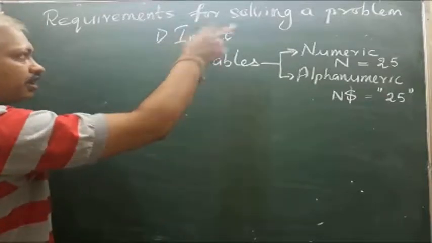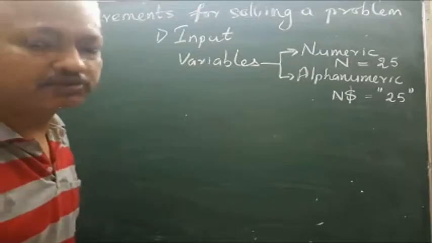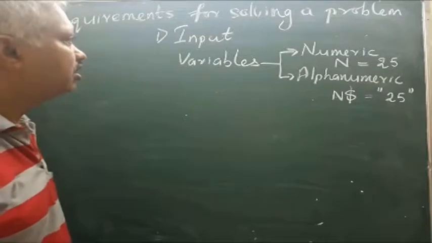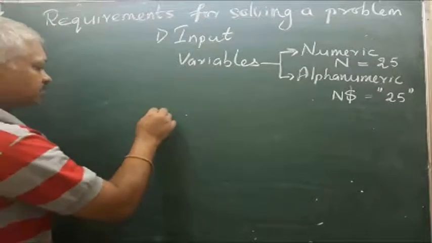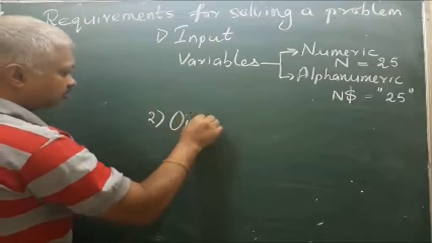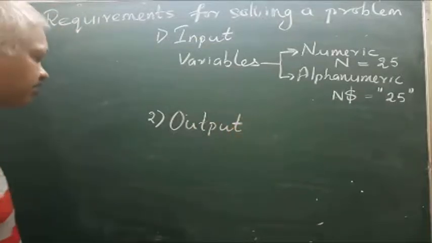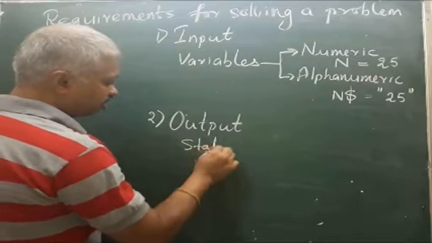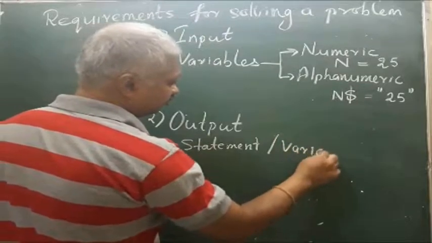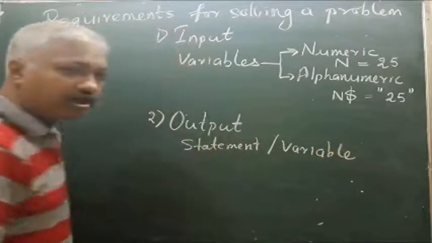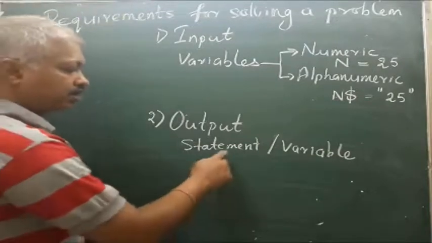Once you know the input, then you have to go to the problem and find what is the output, means what is the display in this problem. So second is output. Now here the output can be in the form of a statement, or it can be a variable, or it can be a combination of both.